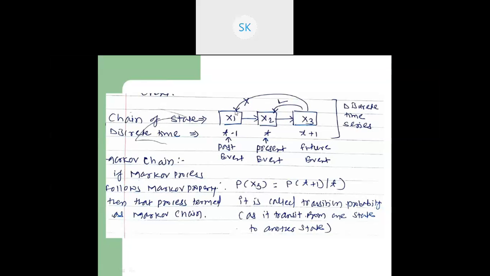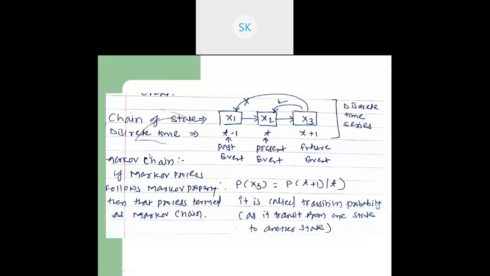So this is termed a chain of states, that is from x1 to x2, x2 to x3. Now, to predict this x3 state, the Markov process uses only the present event. It utilizes only the present event data, not the past event data. So the probability of t plus 1, that is for x3, will depend on t only. It does not depend on t minus 1. That is what the Markov process is.